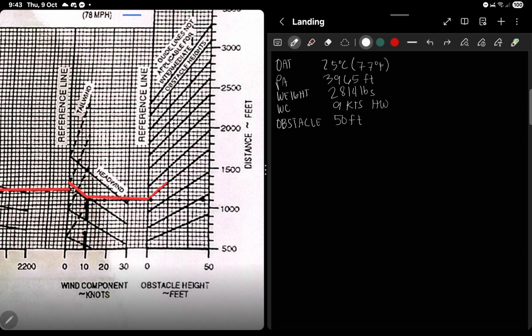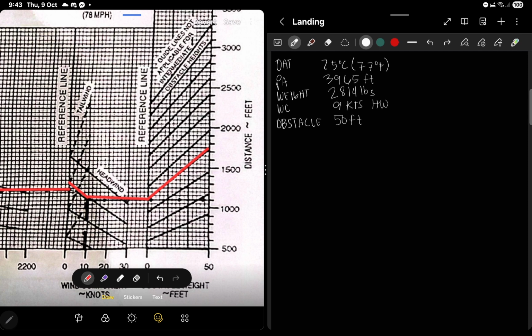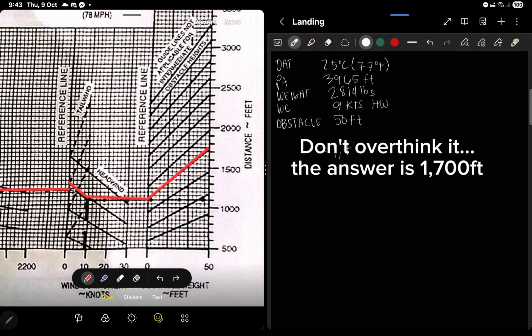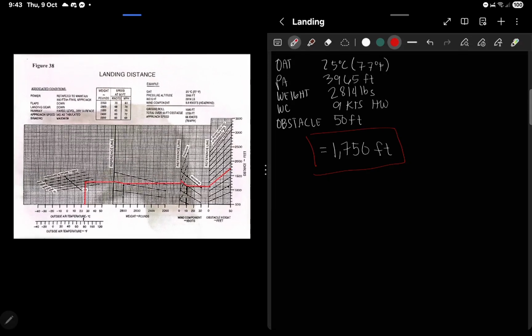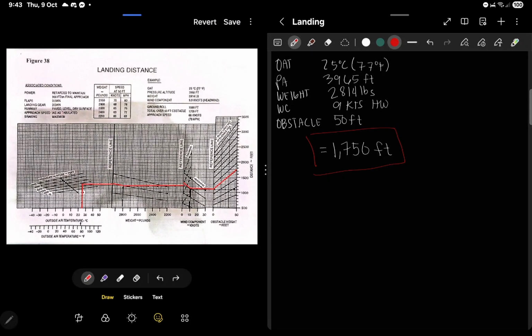So right here, that's our final distance. Slightly above that is 1,750. So let's just estimate it to around 1,750 feet. And that's the answer for landing. So in essence, both tables have the same and similar methods of figuring out the distances.